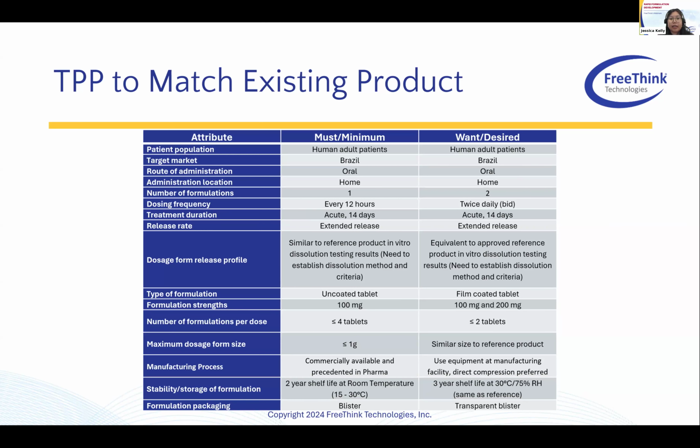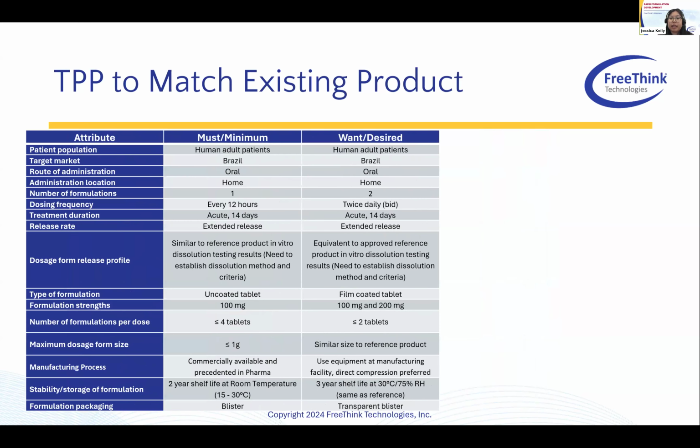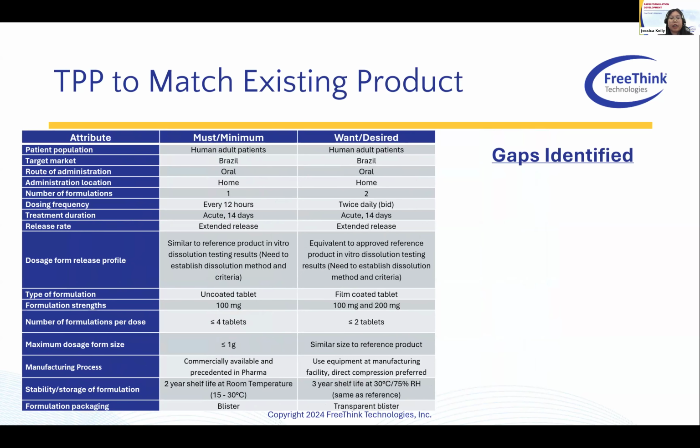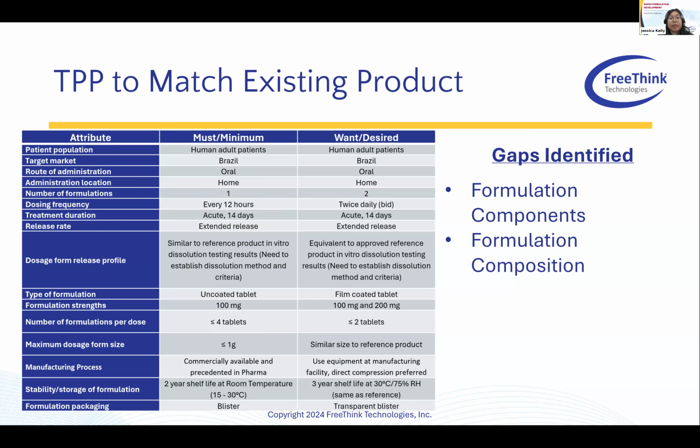And again, as we built this TPP, we see that there are a couple of areas that need to be addressed. So first, what should the formulation components be? So most likely the product would contain similar excipients to the reference product, but there could be some excipients in the reference product that the drug development team may want to avoid. The second would be, what should the formulation composition look like to achieve the desired release profile?